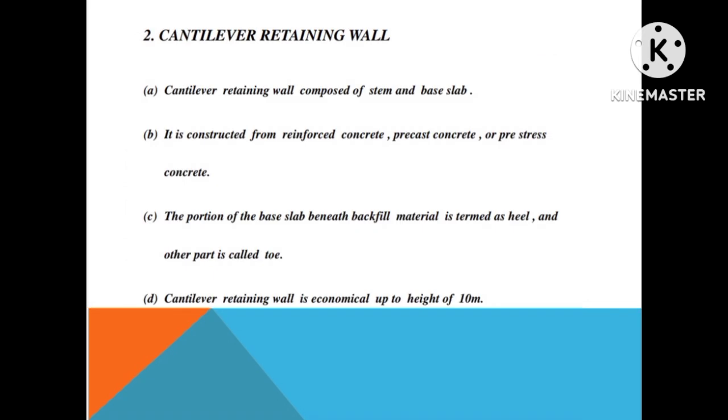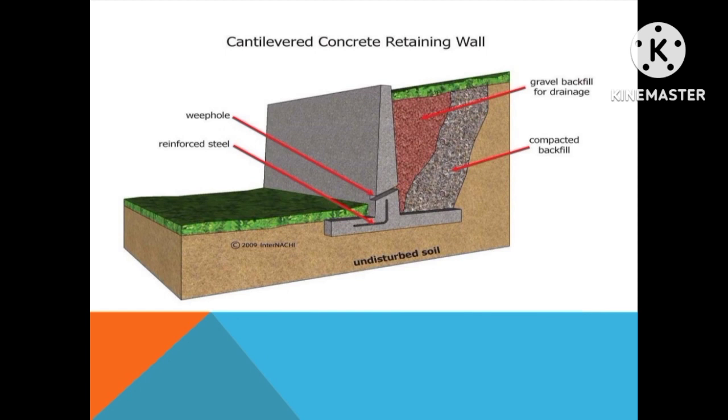A cantilever retaining wall is composed of a stem and base slab. It is constructed from reinforced concrete, precast concrete, or pre-stressed concrete. The portion of the base slab beneath the backfill material is termed the heel and the other part is called the toe. A cantilever retaining wall is economical up to a height of 10 meters. See this figure to identify the cantilever retaining wall.